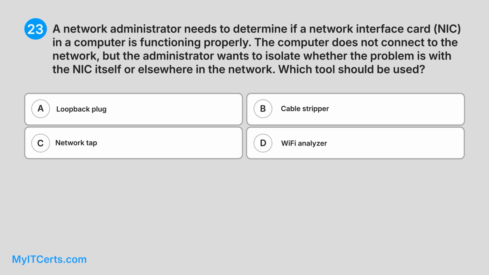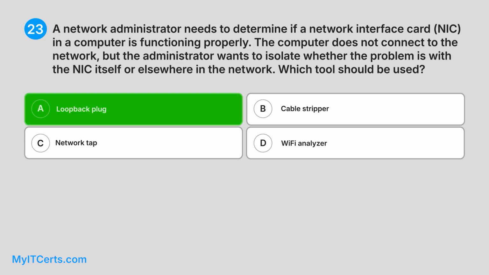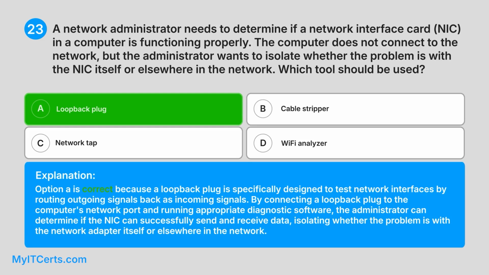Correct answer, A. Loopback plug. Explanation. Option A is correct because a loopback plug is specifically designed to test network interfaces by routing outgoing signals back as incoming signals. By connecting a loopback plug to the computer's network port and running appropriate diagnostic software, the administrator can determine if the NIC can successfully send and receive data, isolating whether the problem is with the network adapter itself or elsewhere in the network.